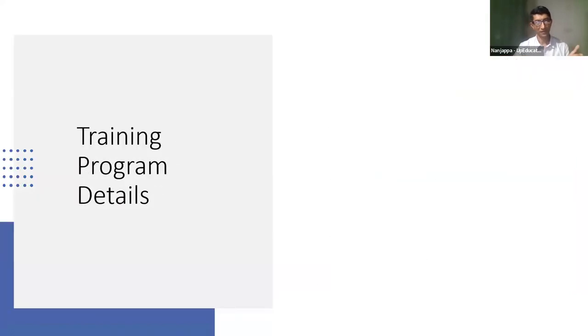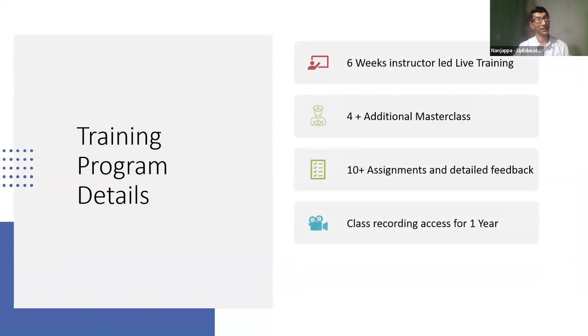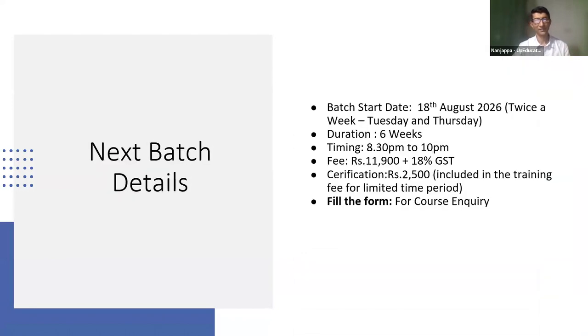The training program details: it is 6 weeks of instructor-led training, 2 days in a week, Tuesday and Thursday are the classes, 8:30 to 10. There are a few assignments, mainly to reinforce the learning. Class recordings are available to you for 1 year. In case you miss a class, not to worry, the recordings are there. The batch starts on 18th of August, twice a week, Tuesday and Thursday, 6 weeks duration, and the course fees is mentioned here. No fees for the certification.